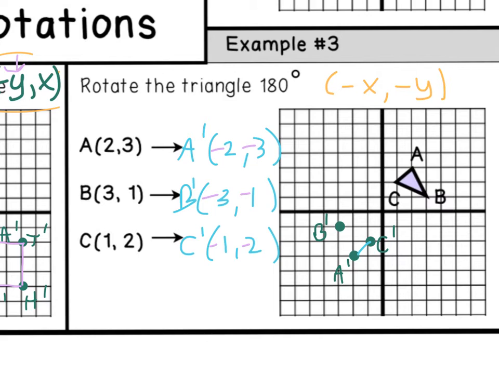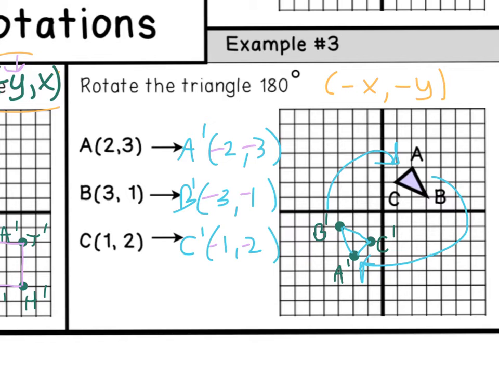Okay, let's connect them. And okay, we did a 180. So this went 90, 180. It went 2 quadrants and turned around. So it's just turning around. It looks like if it kept going, it would come back into its original position.